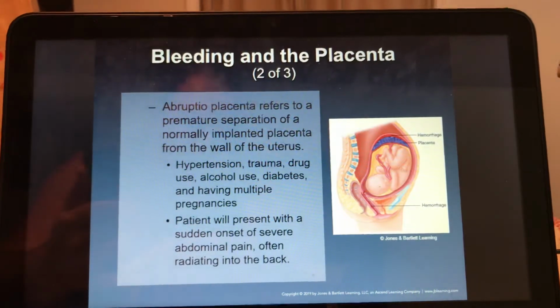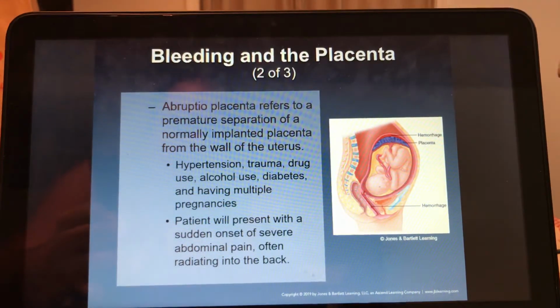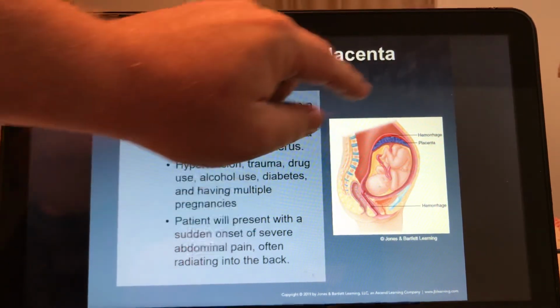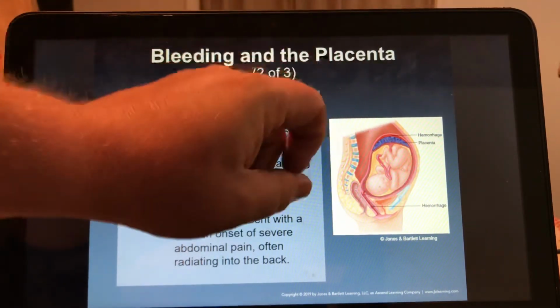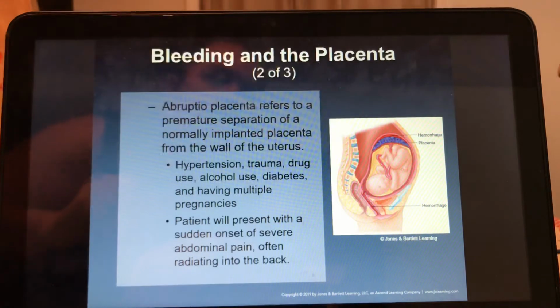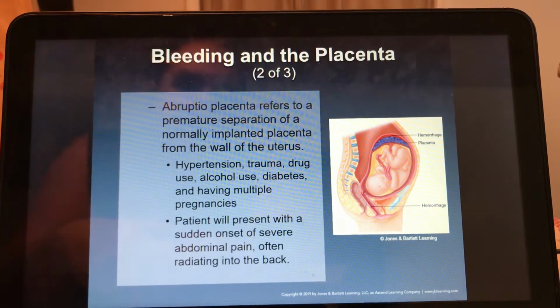You may not have vaginal bleeding. You may have a trickle of vaginal bleeding, or it can go from none, trickle, all the way to a lot of bleeding. Because remember, the contents of conception are still technically in there. So if you have contents of conception, including the placenta, it's going to still bleed. There's nothing you can do except get her to surgery so they can remove the products of conception.